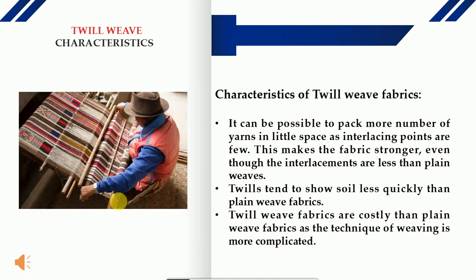Characteristics of twill weave fabrics. It is possible to pack a greater number of yarns in little space, as interlacing points are few. This makes the fabric stronger, even though the interlacements are fewer than in plain weaves. Twills tend to show soil less quickly than plain weave fabrics. Twill weave fabrics are costlier than plain weave fabrics, as the technique of weaving is more complicated.